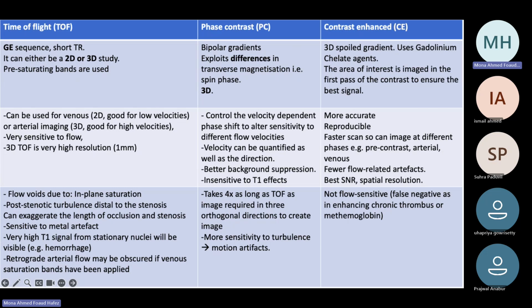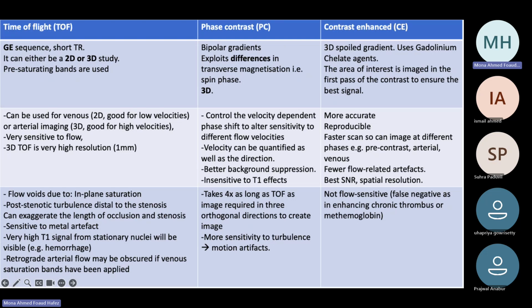It is sensitive to metal artifact. It has very high T1 signal from stationary nuclei, which is the main defect in time of flight, so hemorrhage will be visible. And retrograde arterial flow may be obscured if a venous saturation band has been applied.